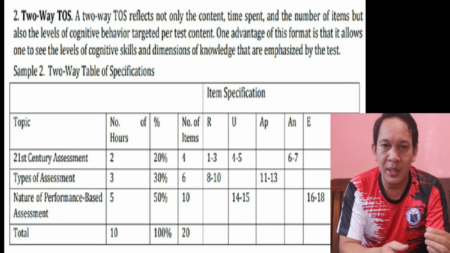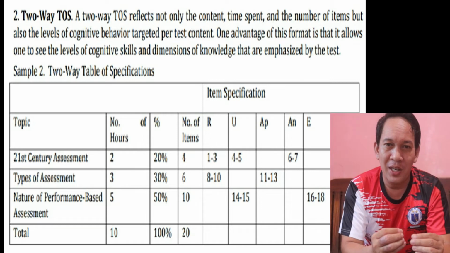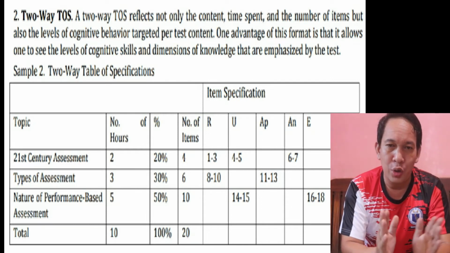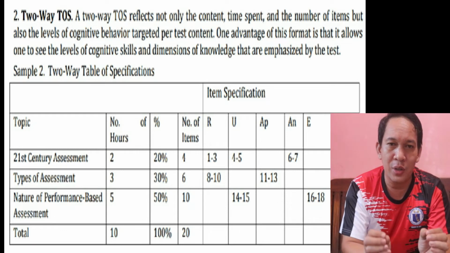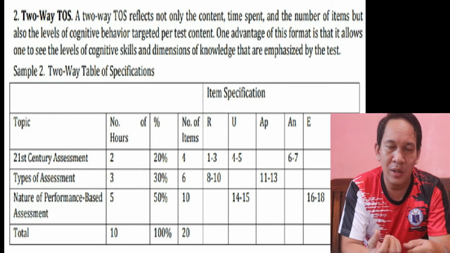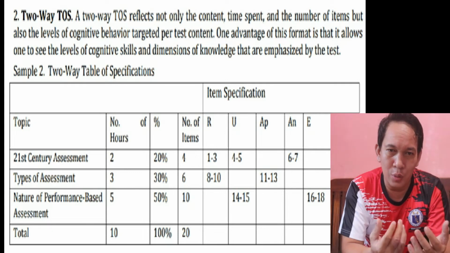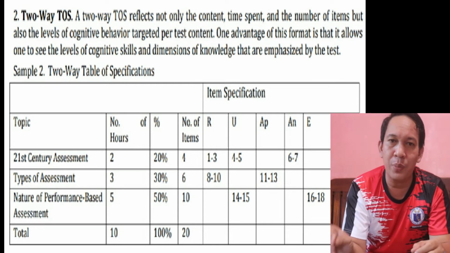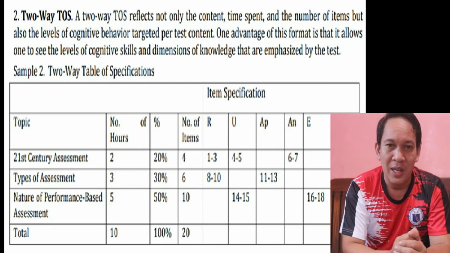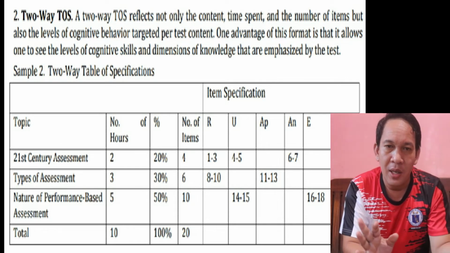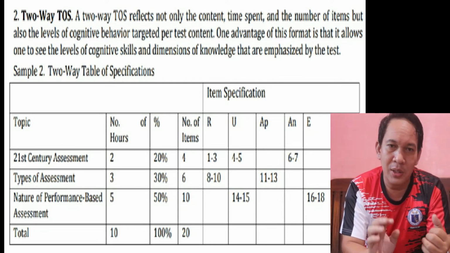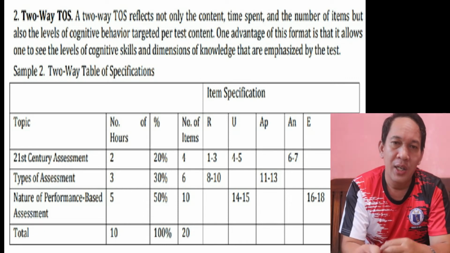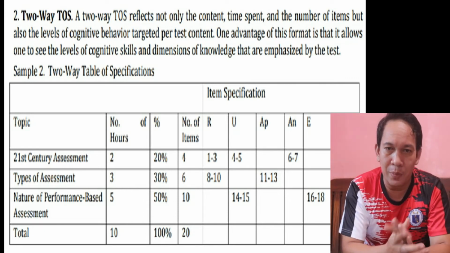Then how to get the percent, as I said, is you total the number of hours, then divide the specific number of hours of that certain topic by the total number of hours. Example, 10. So 2 divided by 10 is equal to 0.2. Convert it into percent, it becomes 20%. Another one, on the types of assessment, 3 divided by 10, it becomes 0.3. Then convert it into percent, it becomes 30%.